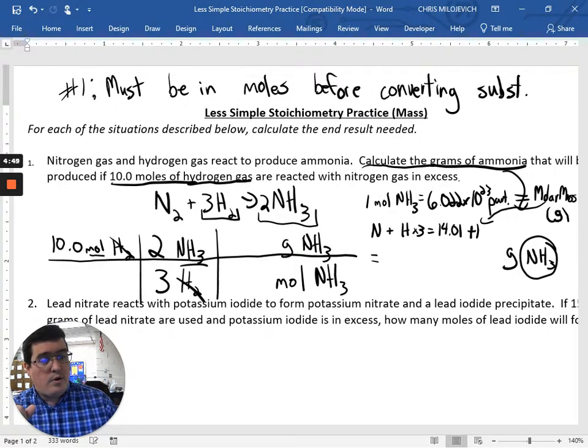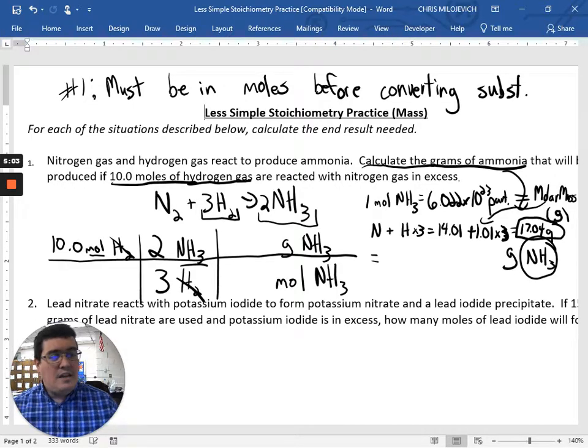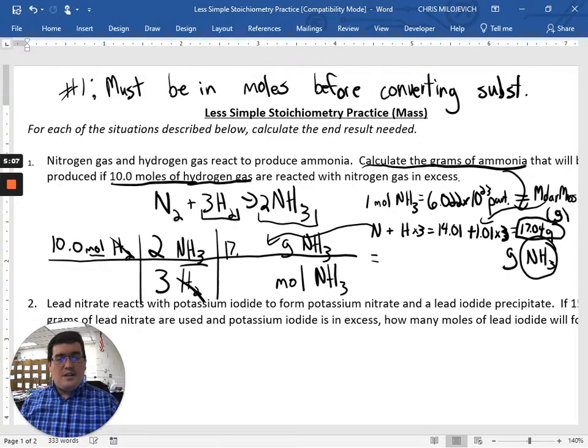Hydrogen is 1.01, and times 3 gives me the molar mass, which is 17.04 grams. All right, so we're going to take that number and put it in for grams: 17.04 grams versus 1 mole.